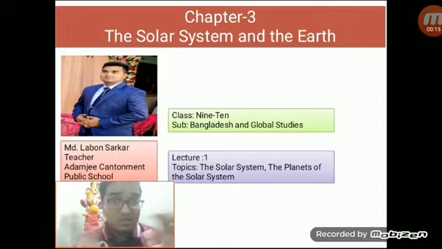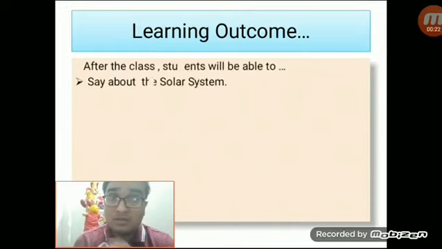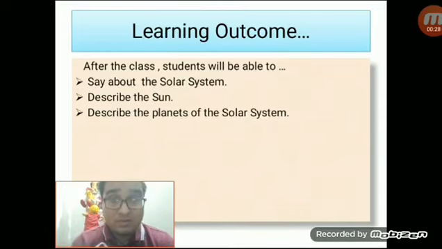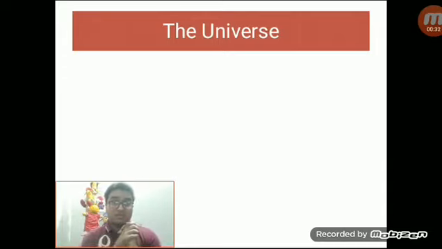Okay. So before the start of my class, I would like to show you our today's learning outcomes. After the class, you will be able to say about the solar system. Then you will be able to describe the sun, and at last we will be able to describe the planets of the solar system. So dear student, let's get started with our class.